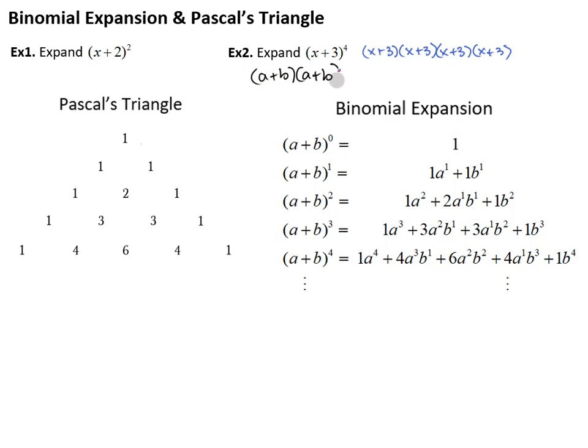We'll do this first one. A times a makes a squared. A times b makes ab. We've distributed the a through. B times a is another ab. Again, we try to keep those alphabetical so we can see our like terms. And b times b makes b squared. So if we were to combine them, I would get a squared plus 2ab plus b squared.